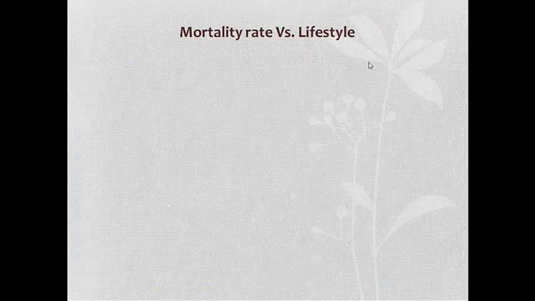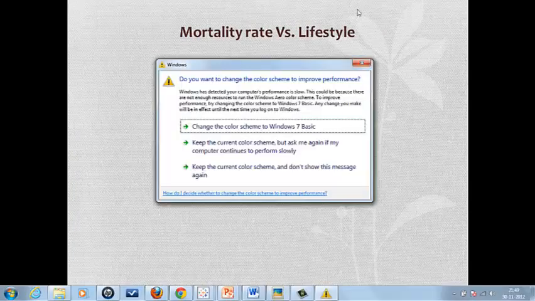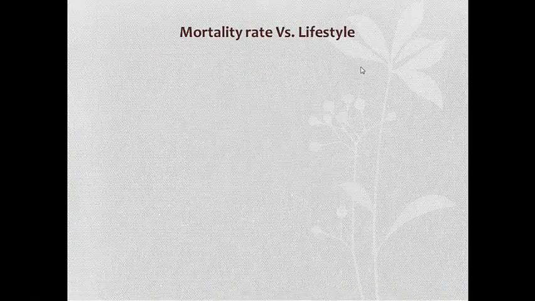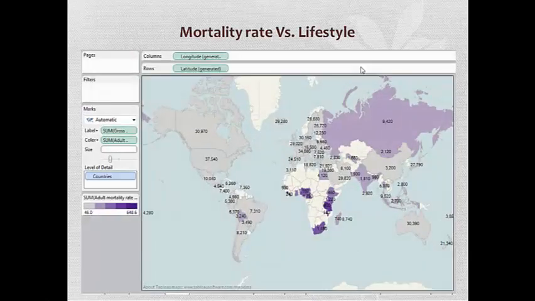Now we go into an interesting analysis which compares mortality rate with lifestyle. Here, the color legend corresponds to the mortality rate and the label corresponds to the gross national income per capita. From the results, we can infer that the mortality rate is high in the countries having less gross national income or the countries which correspond to the lower lifestyle category.